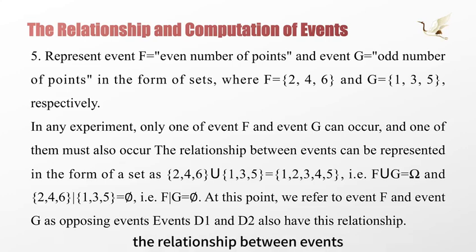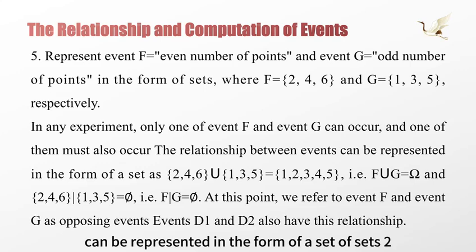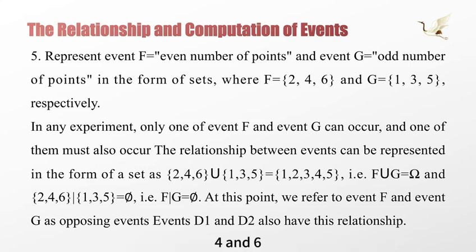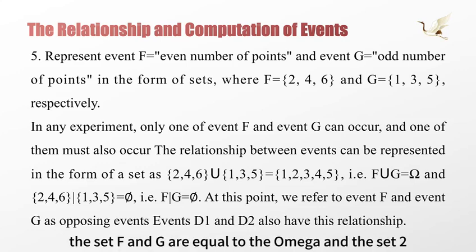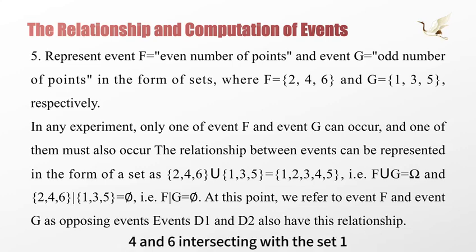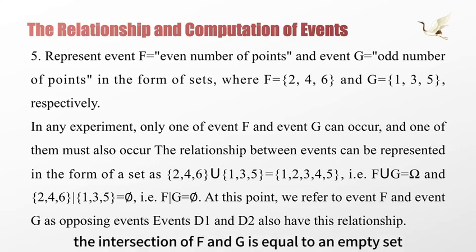The relationship between events can be represented in the form of a set: the union of sets {2, 4, 6} and {1, 3, 5} is equal to the set {1, 2, 3, 4, 5, 6}. The union of F and G is equal to omega, and the intersection of the set {2, 4, 6} with the set {1, 3, 5} is equal to the empty set. The intersection of F and G is equal to an empty set.